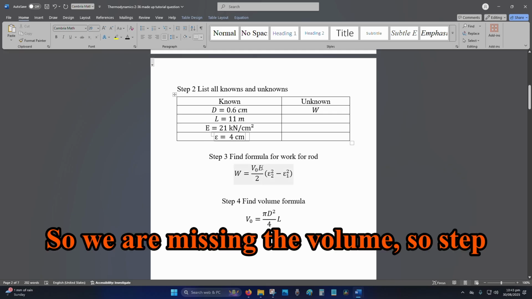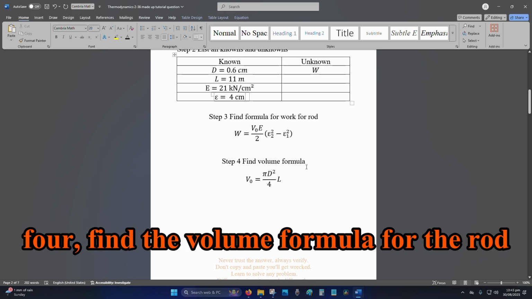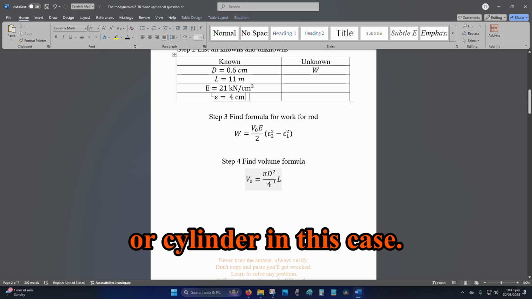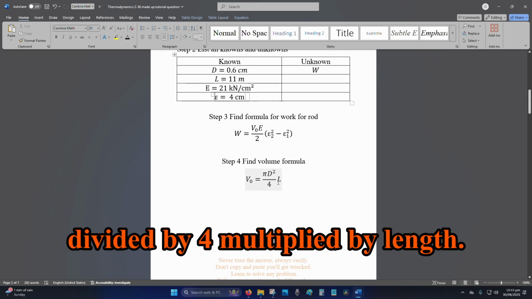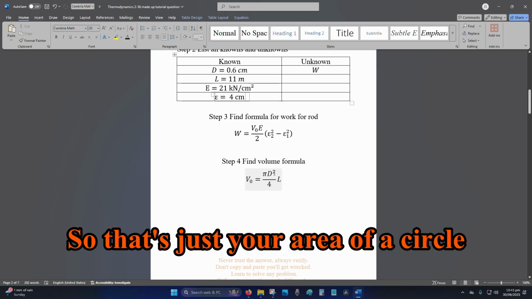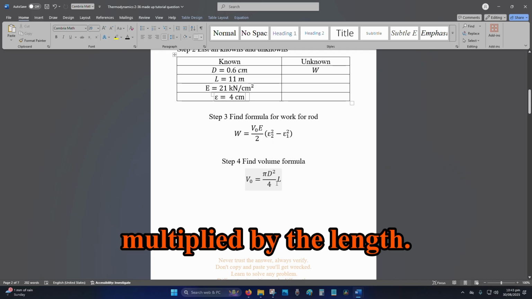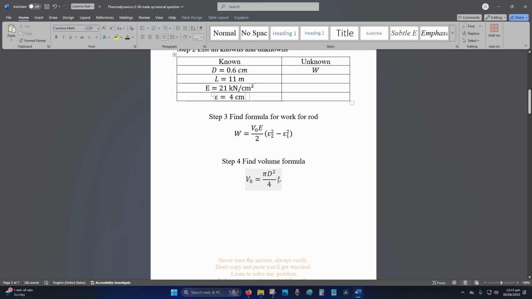So we are missing the volume, so step 4, find the volume formula for the rod or cylinder in this case. So it will be pi multiplied by d squared divided by 4 multiplied by length. So that's just your area of a circle multiplied by the length.